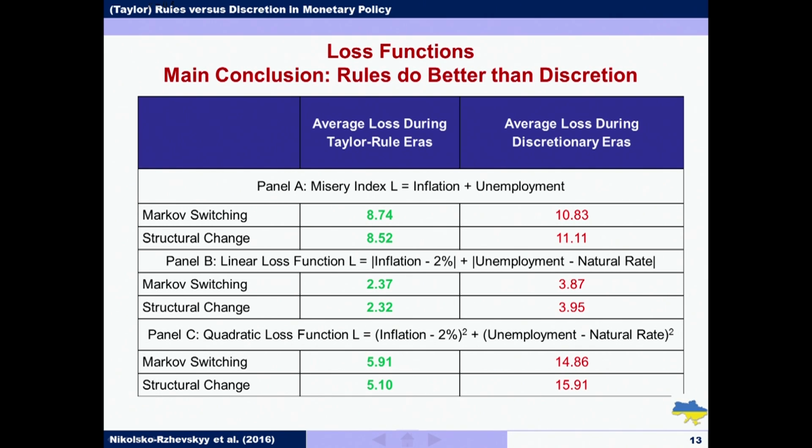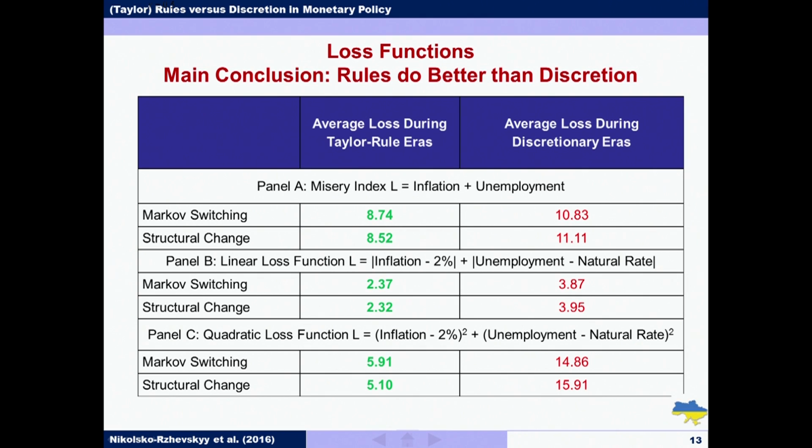It means that whichever loss function we assume, number 1, number 2, and number 3, the economy was doing always better when the Fed acted as the Taylor rule would have suggested. And each time the Fed exercised discretion, the economy was doing a lot worse in terms of those loss functions.